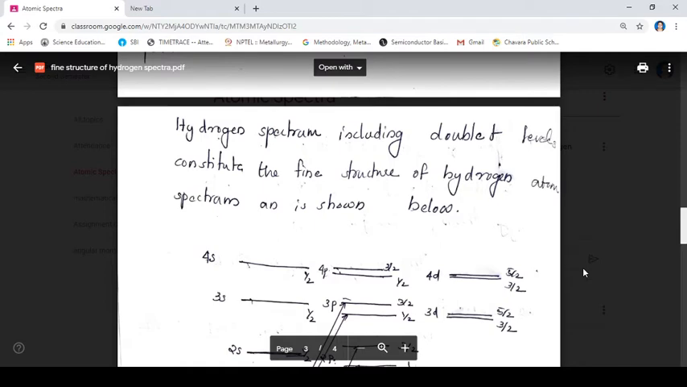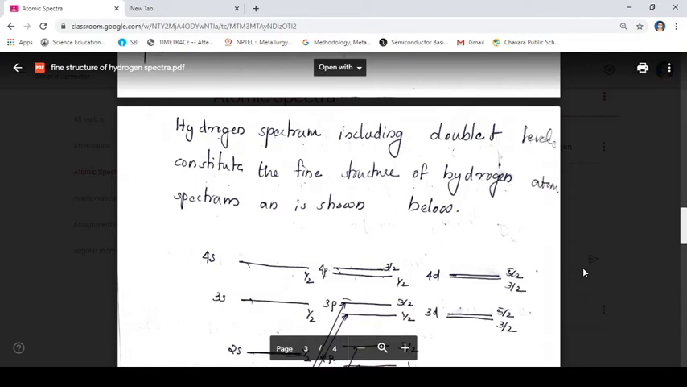So when you define the fine structure of hydrogen, you can define it as the hydrogen spectrum including the doublet levels. But earlier what we have seen, the Lyman series, Balmer series, Paschen series, all these will not have any doublet structure. That is simply the hydrogen spectra. Now the fine structure of hydrogen will have the doublet levels.